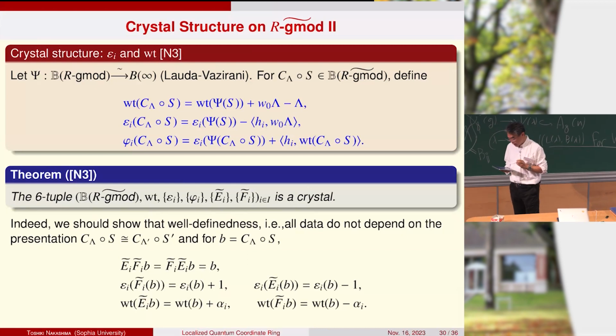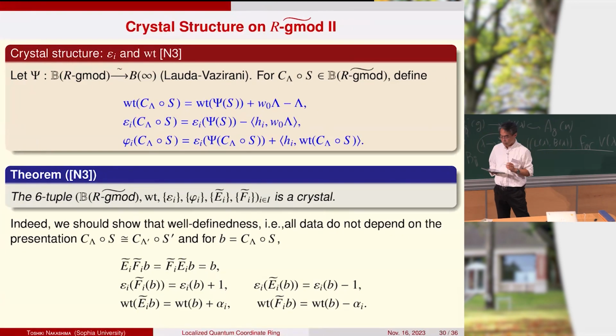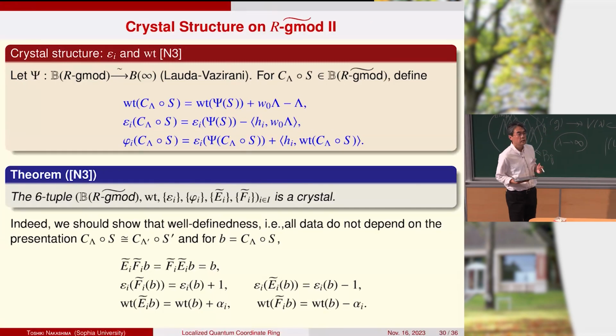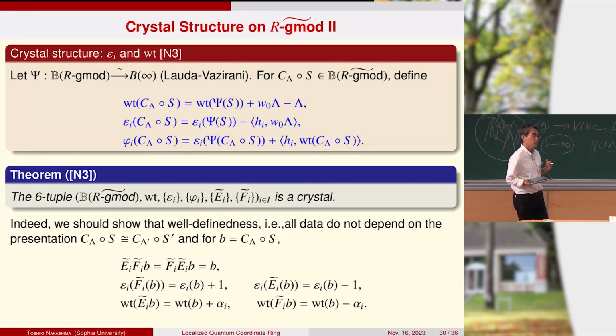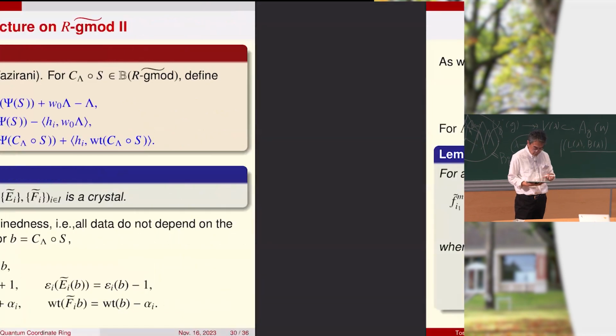The most difficult point to show in this theorem is well-definedness. As I said, this expression is not unique. So the action or other data does not depend on the expression. This is the most difficult point in these proofs.